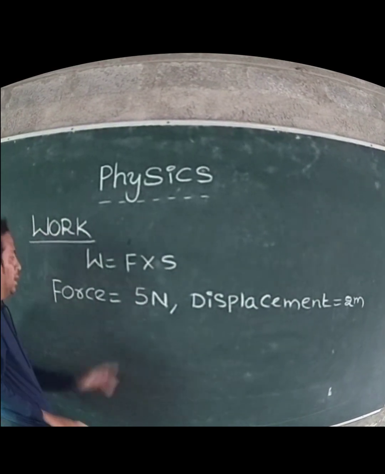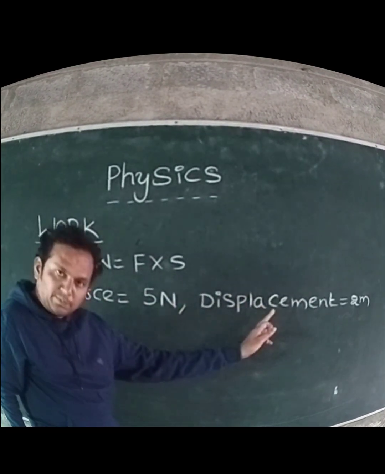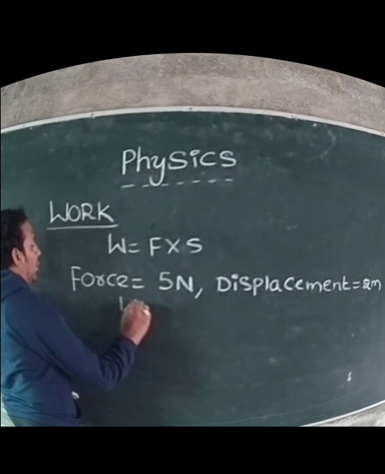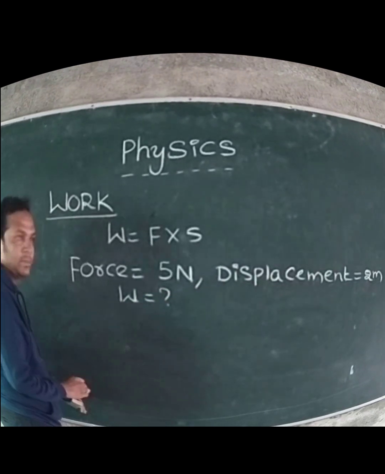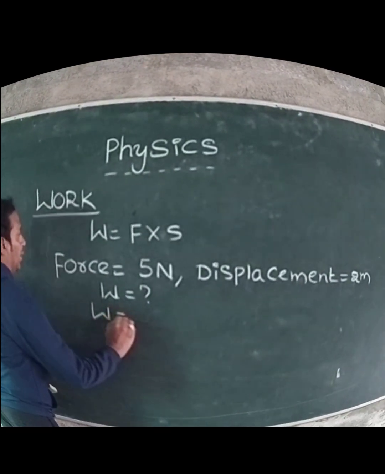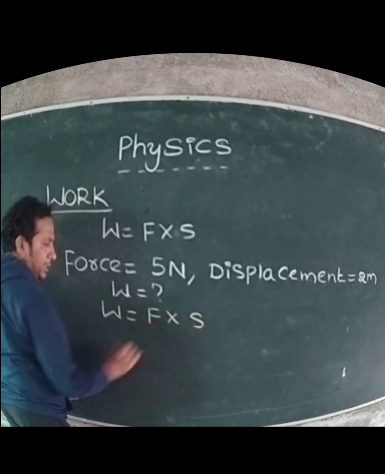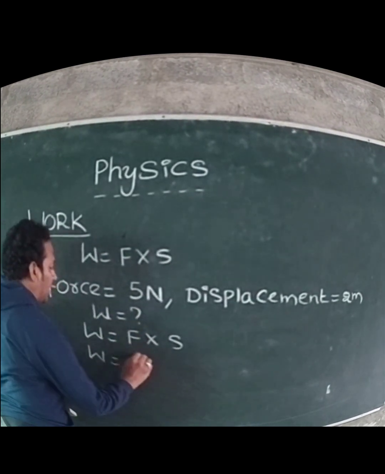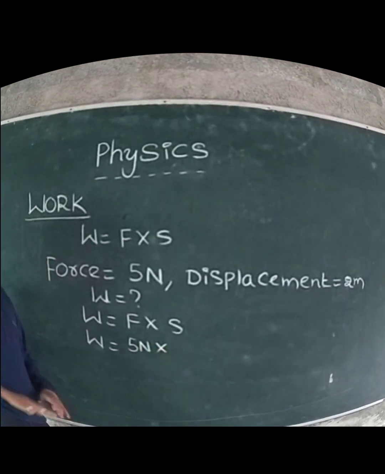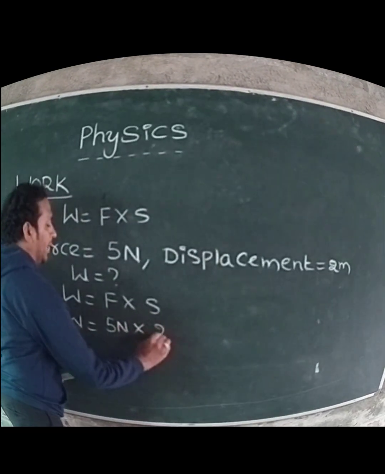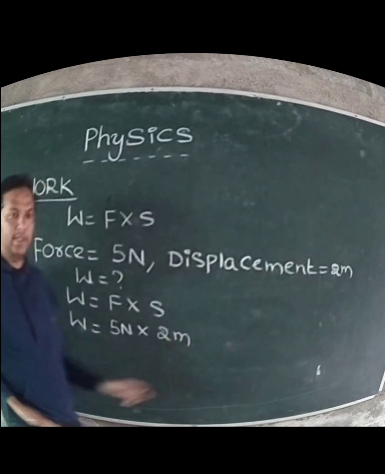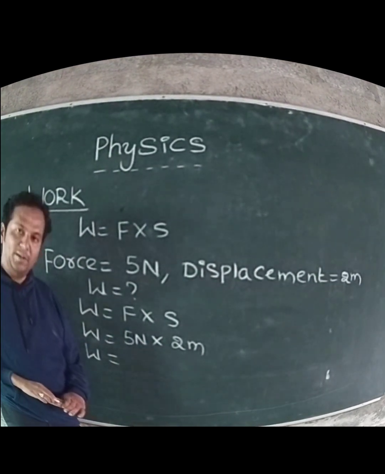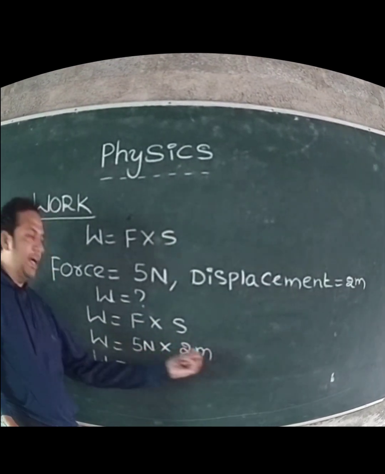Now substitute the force value and displacement value in the work equation. You have to find W, that is work. W is equal to F into S. So W is equal to force, 5 newtons, into displacement, 2 meters. We already know multiplication tables: 5 ones are 5, 5 twos are 10.